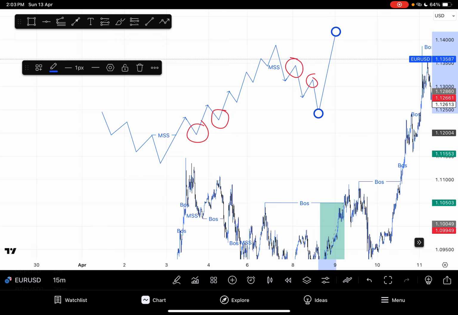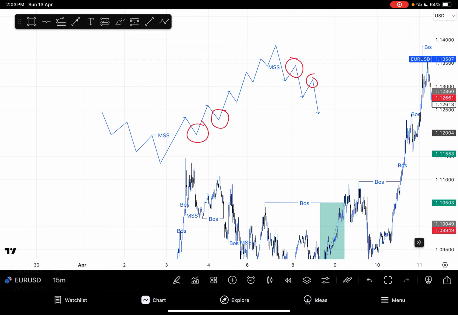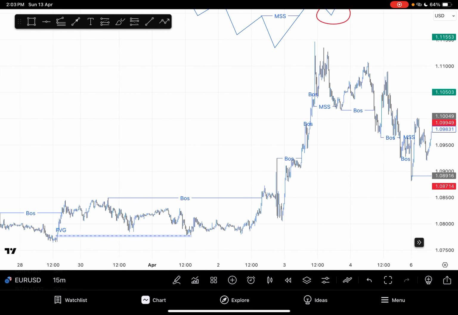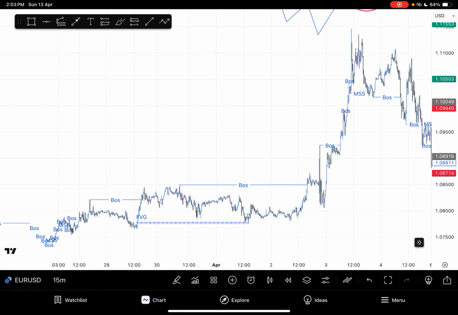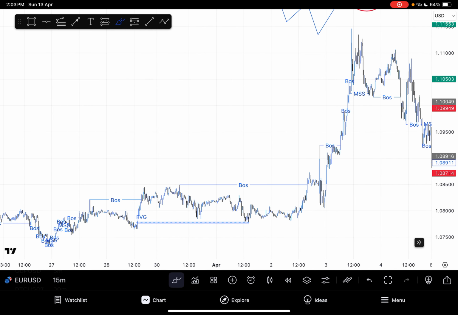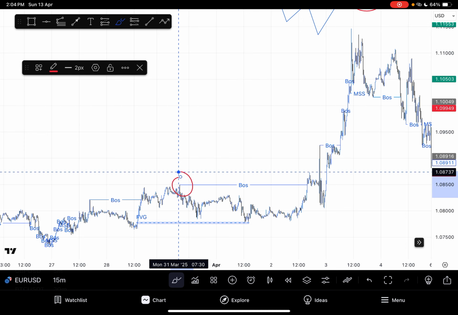So I'll be showing you this kind of pattern on the chart, and also how you can know when to exit the trade. So now, okay, from here now, you can see this first break of structure. So let me draw that out. This first break of structure.